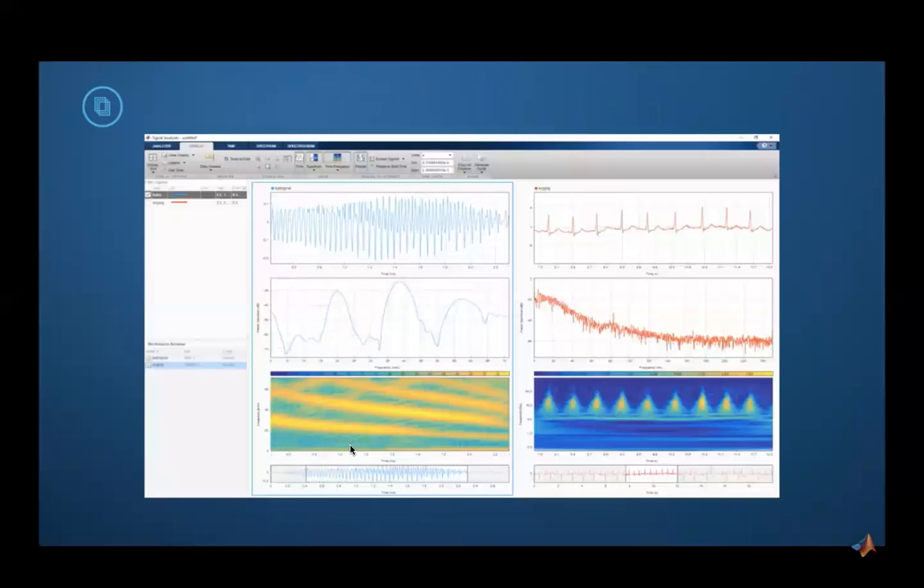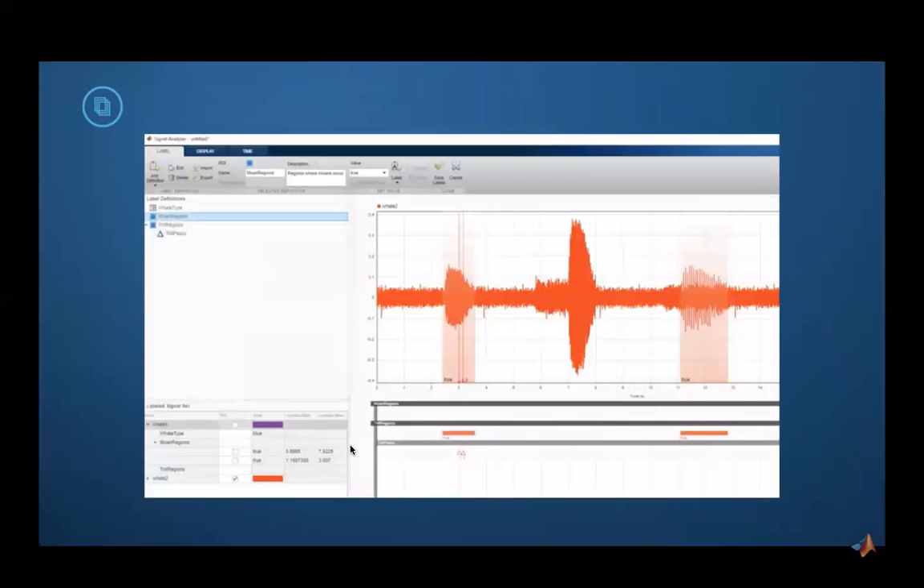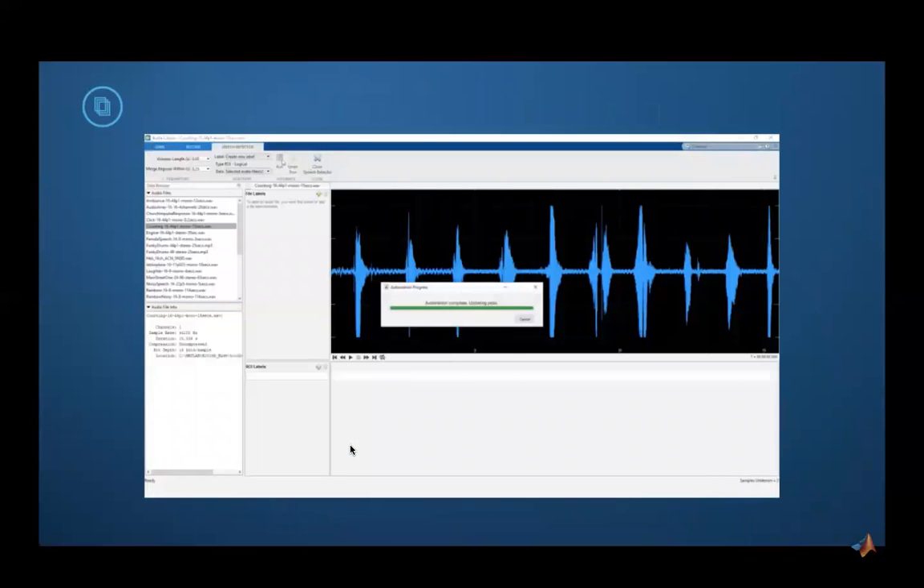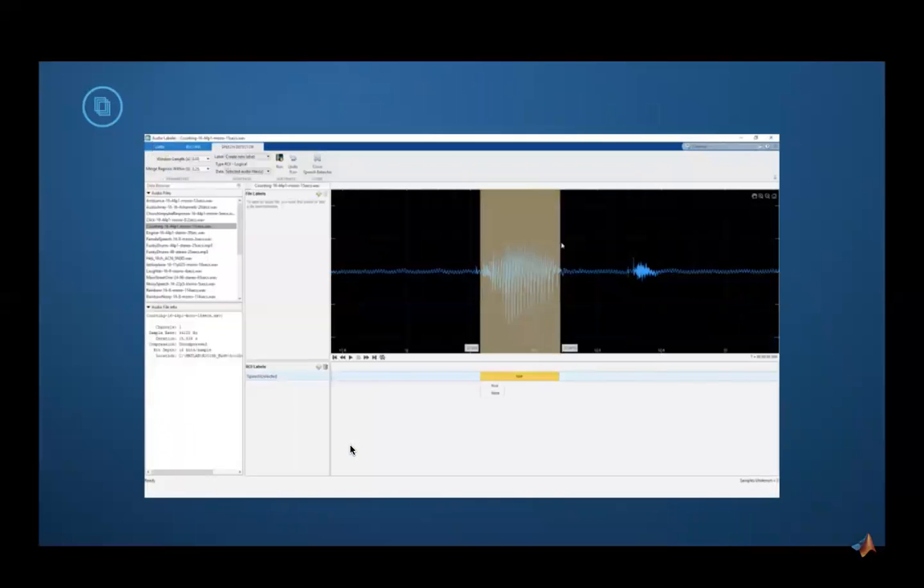Once the data is collected and ready, it's now time to interpret the signal data and label it. You can quickly visualize and analyze your signals using the Signal Analyzer app as a starting point. You can label signals with attributes, regions, and points of interest, and use domain specific tools to label all your signals to prepare your data for training.